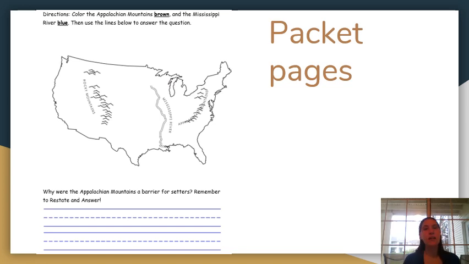And then there's some lines where I want you to write a beautiful restate answer. Your restate answers have been so awesome. Why were the Appalachian Mountains a barrier for settlers? This is where in the year I would stop giving you restates because I want you to try to piece this restate together for yourself. Why were the Appalachian Mountains a barrier for settlers? They were a barrier because.